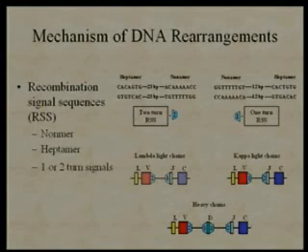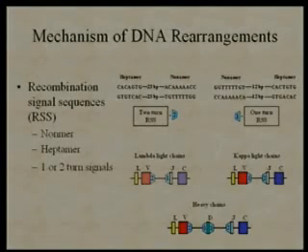After V, there's two-turn signals. On each side of D, there's one-turn signals. Upstream of J, you have a two-turn signal. This ensures that you always take a V, a D, and a J. You can never go V to J. You can't go V to C. You can't go D to C. You've always got to go V, D, J.